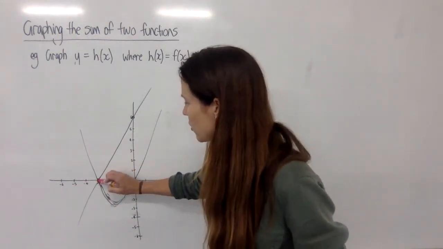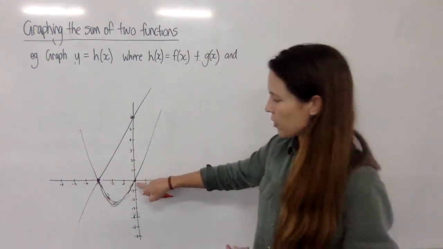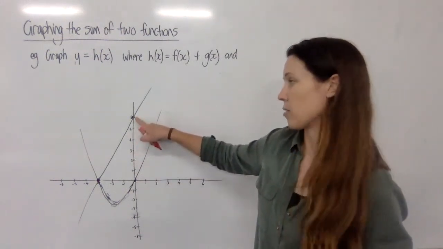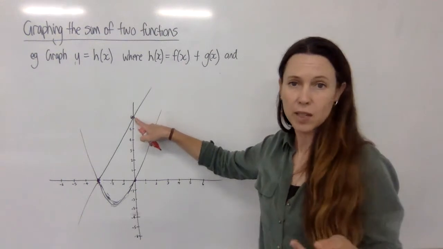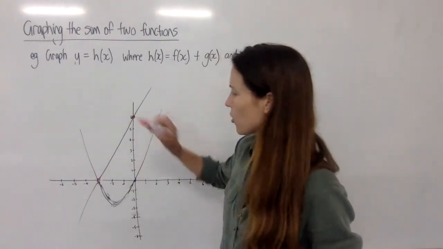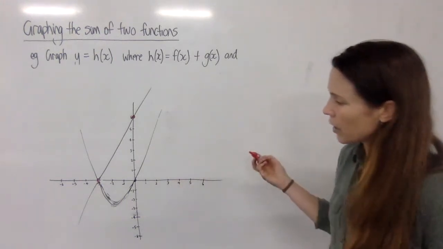Let's put a red dot there. Over here I've got a 0 for the parabola. That means its y value is 0, and the straight line's y value is 6. So 6 plus 0 is 6. So I can put a dot there. I know that my new summed function goes through both of those points. Okay, what else can I do?